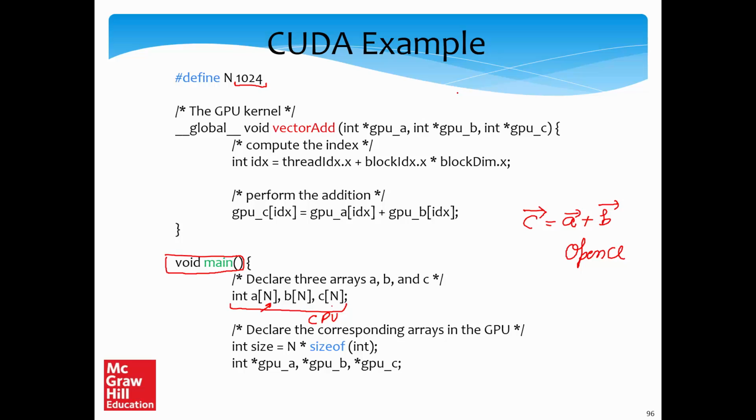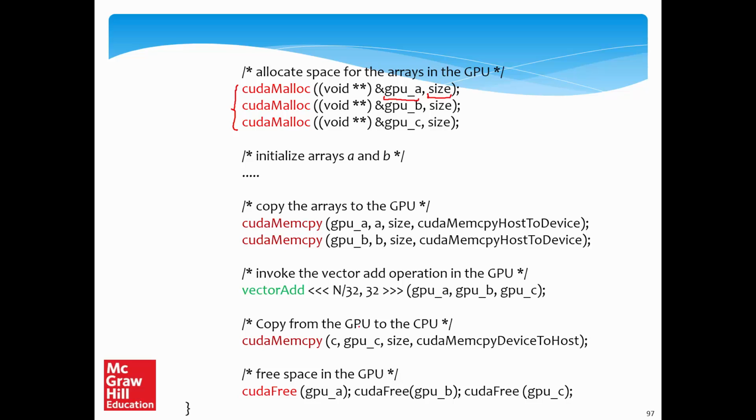So recall that the size we had defined over here as the number of elements in the array, n, times the size of a single integer, which can be either 4 bytes, sometimes 8 bytes, depending upon the system. So basically cudaMalloc creates space within the memory space of the GPU. Once that is done, we initialize the arrays A and B. We fill them with data, because finally we need to add the vectors A and B to get the vector C.